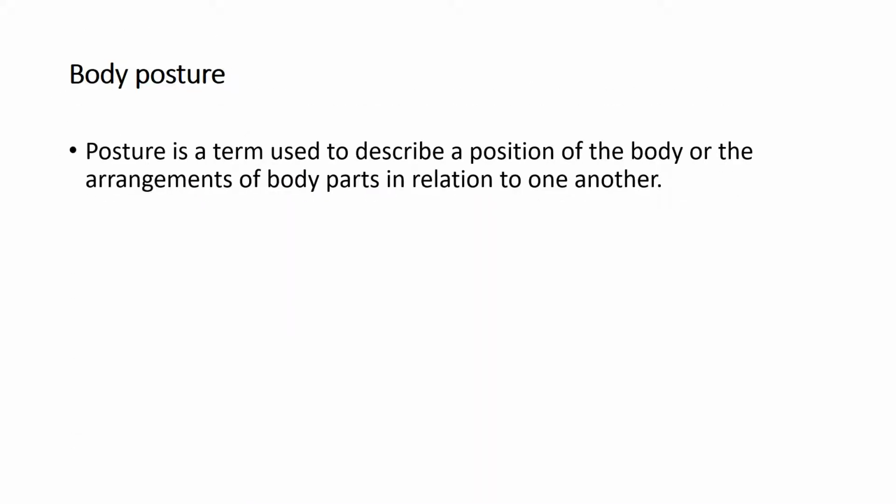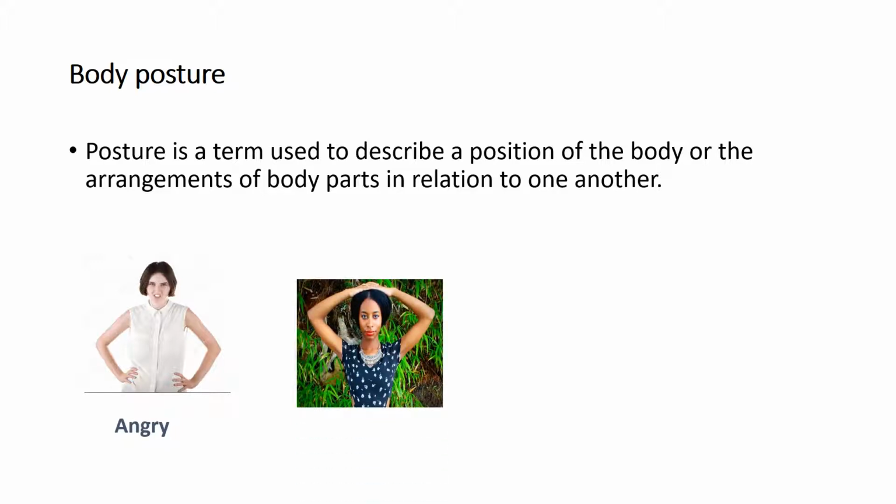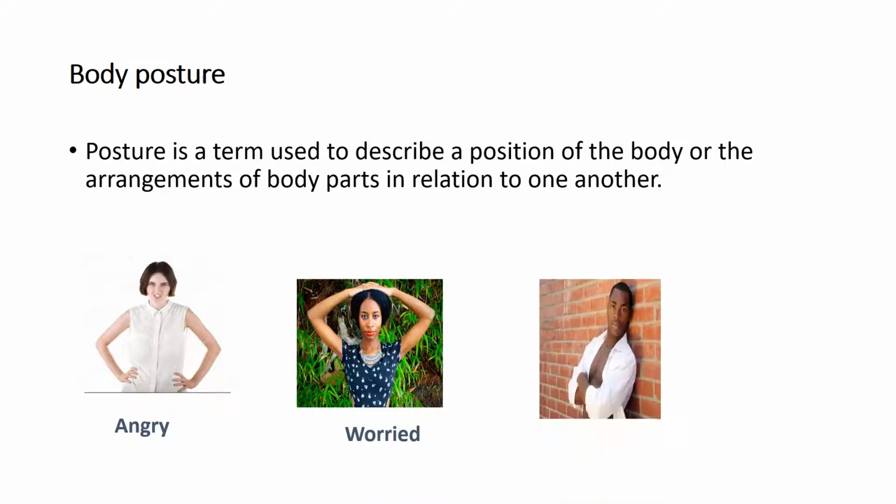Body posture. It is a term used to describe a position of the body or the arrangement of body parts in relation to one another. For example, in this picture, the lady has her arms akimbo, which could show that she is angry. In this picture, the lady there is worried. And in this other one, the man is showing signs of anticipation.